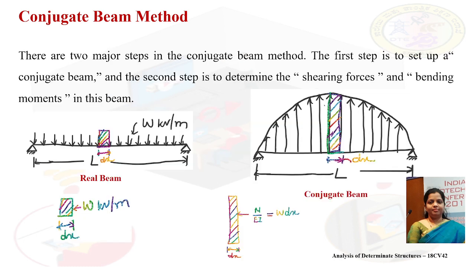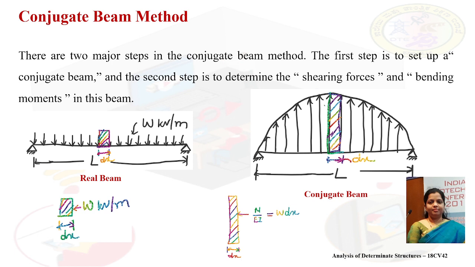There are two major steps in the conjugate beam method. The first step is to set up a conjugate beam, and the second step is to determine the shearing forces and the bending moments in this beam. Here, the figure shows the real beam as well as the conjugate beam. The real beam is loaded with a uniformly distributed load of W kilonewton per meter, and the conjugate beam is loaded with the bending moment diagram.